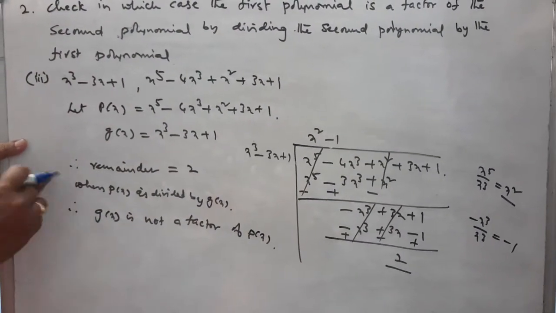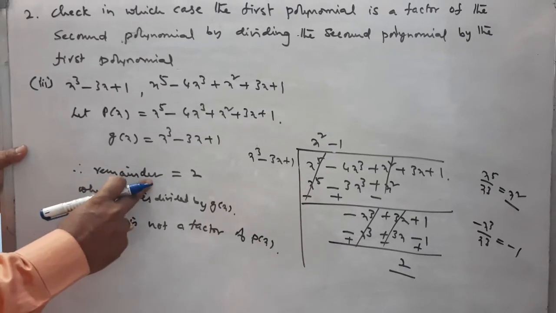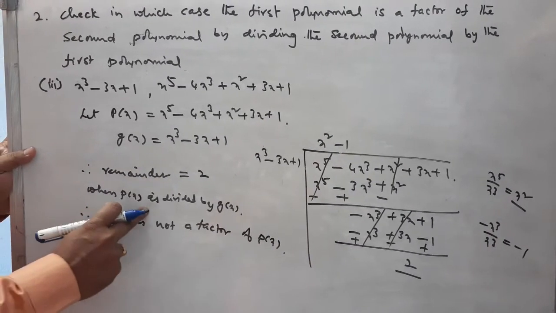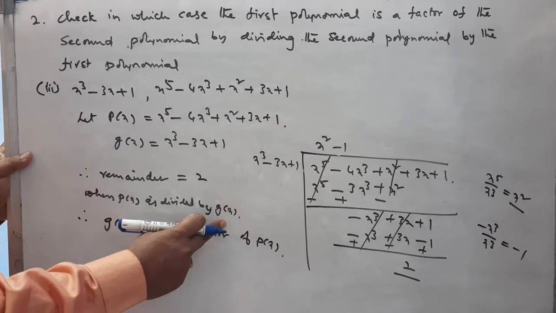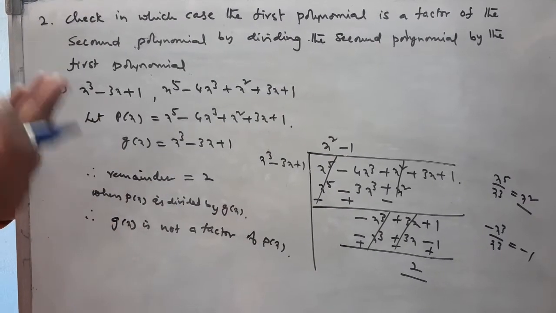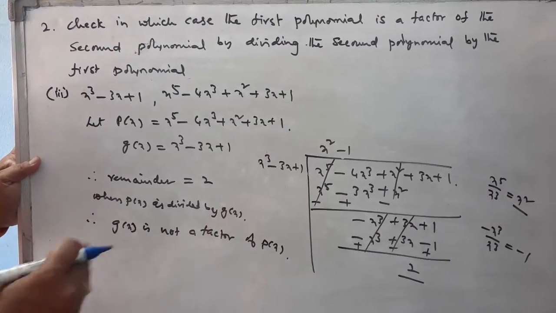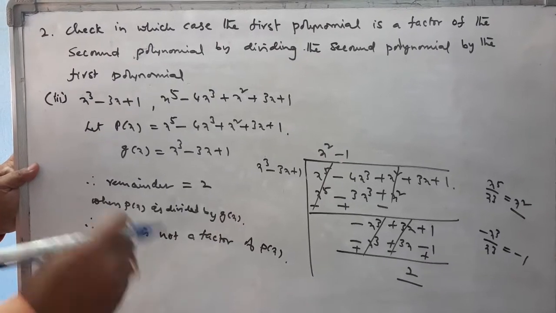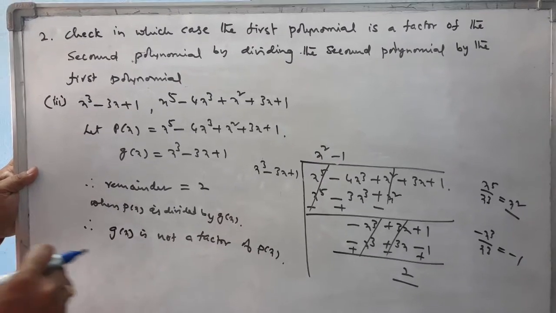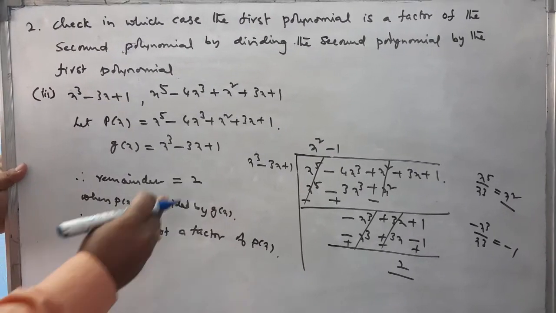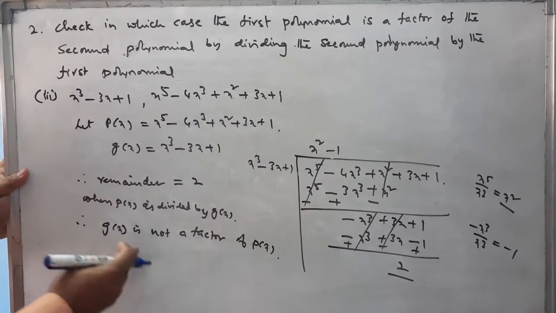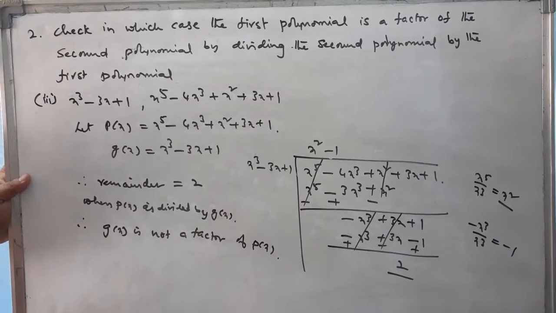So here the remainder is 2 when p of x is divided by g of x. If the remainder is 0 when p of x is divided by g of x, then g of x is a factor of p of x. But here the remainder we got is 2, so g of x is not a factor of p of x.